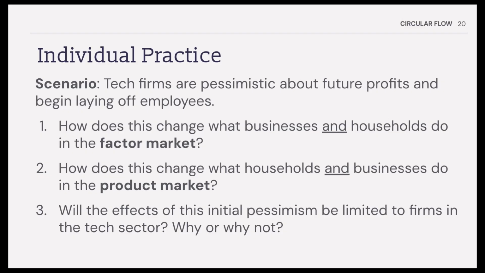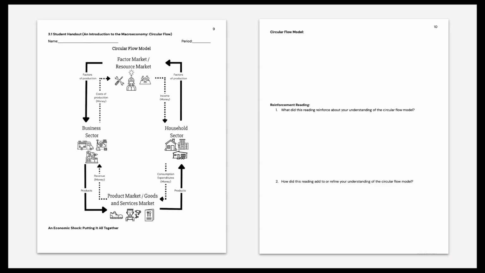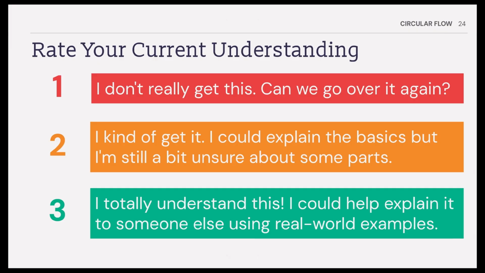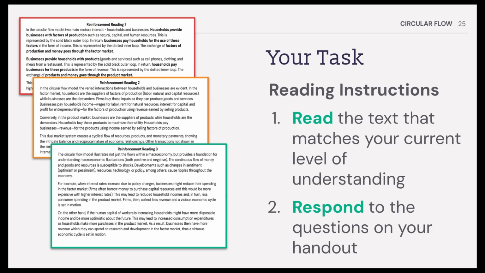Now students are given an opportunity for individual practice and review. They'll receive this handout, which has the circular flow model as well as space to take notes and answer questions. After that, students are asked to engage in some metacognition and rate their current understanding of the circular flow model. Their rating determines which text they'll read, and all students independently reflect on what they read by answering a couple of questions on their handout.